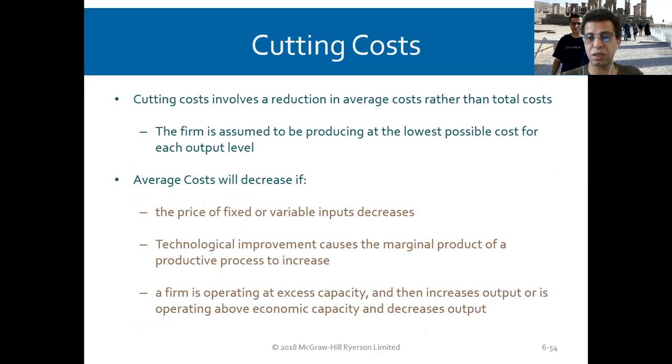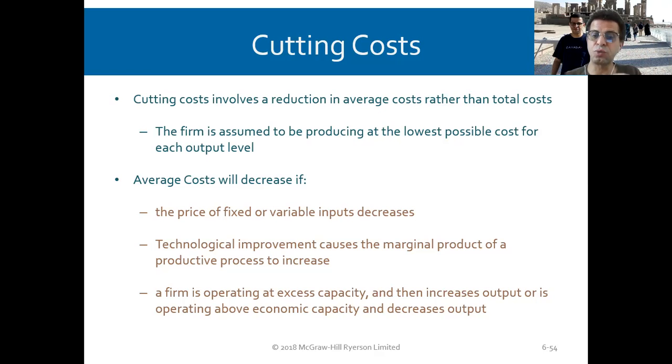Because you rented the place, so you do the first step when things slow down: you let the employees leave, you buy fewer flowers, you buy less oil. So you're cutting costs, which involves a reduction of average cost rather than the total cost.